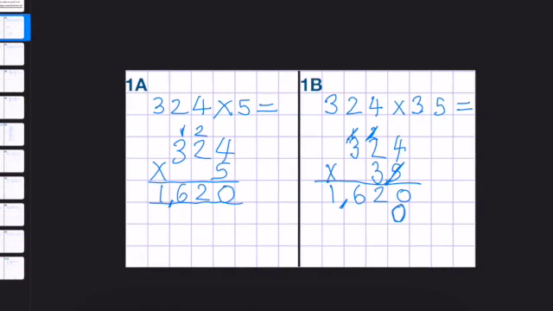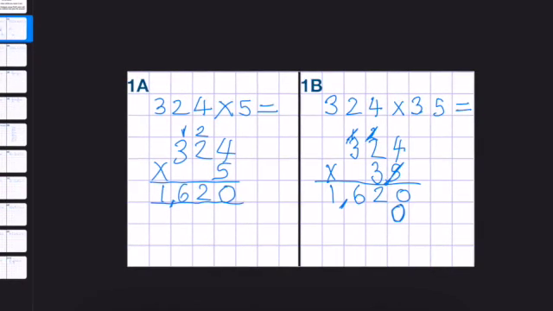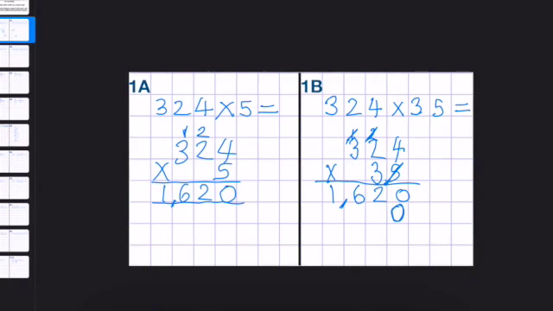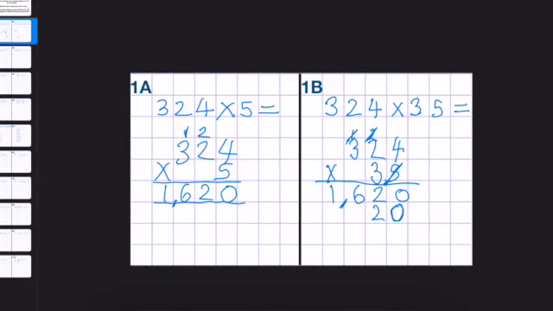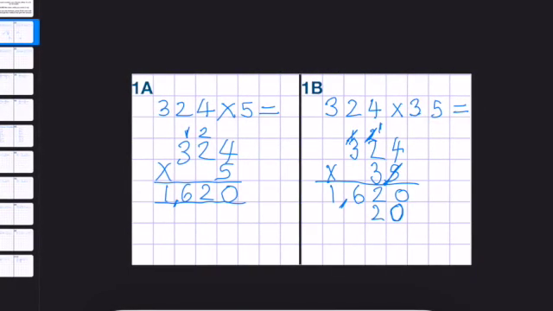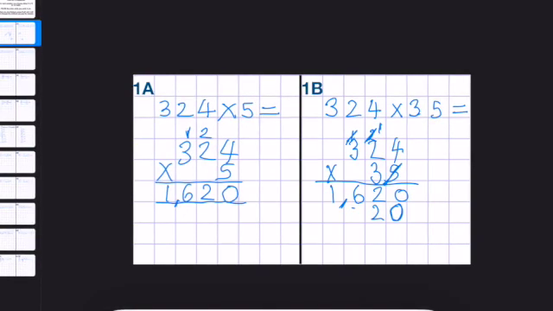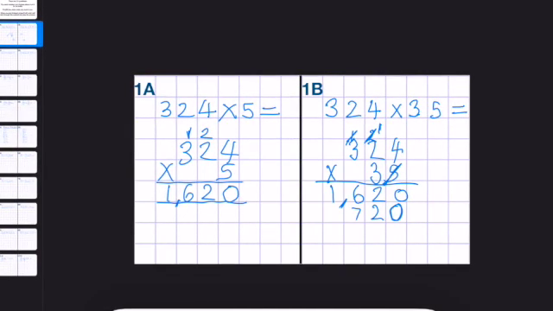So if I do 3 times 4, that's 12. I put a 2 here and I put my 1 above. 3 times 2 is 6 plus 1 is 7. And then 3 times 3 is 9.